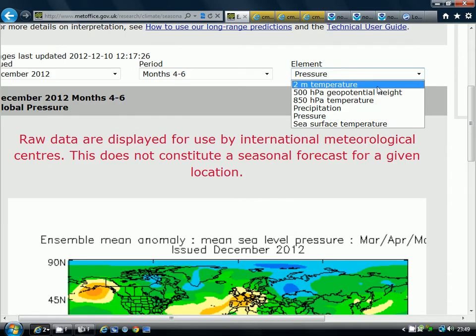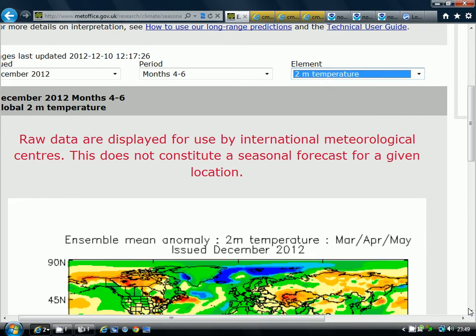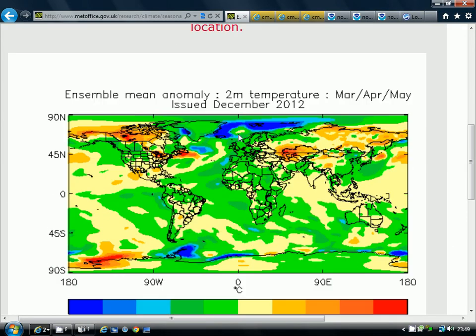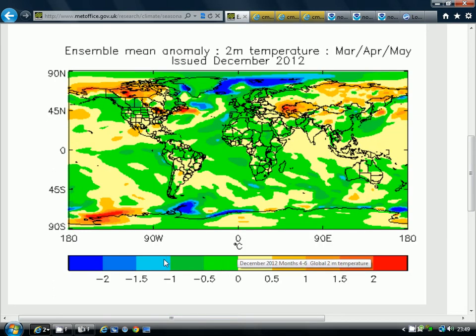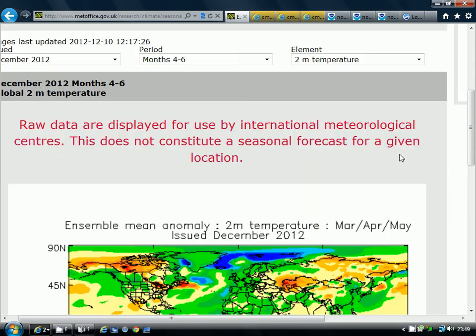And in terms of temperature, the model is actually predicting a cooler than average spring. Here we've got these green colours for March, April, May. The temperature anomaly for the spring is forecast to be cooler than average. Here's the scale down here, around half a degree to 1 degree below average. So a cooler than average spring, despite the fact that the model is seeing an Atlantic based sort of spring.